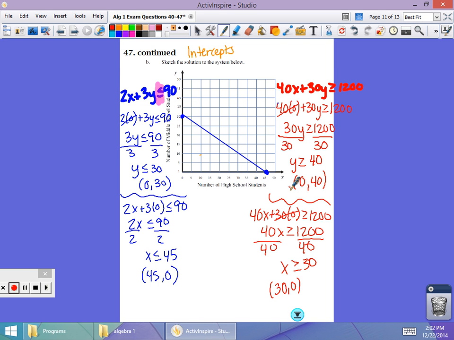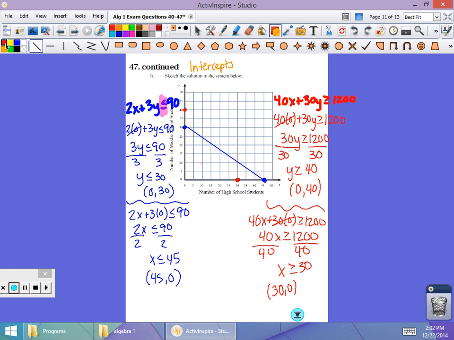We'll plot these two, 0, 40 and 30, 0. And another solid line. Try that again. There we go. Still not a fan. There we go, much better.